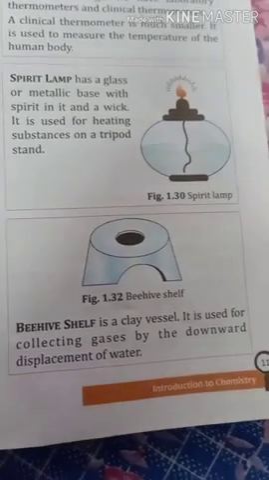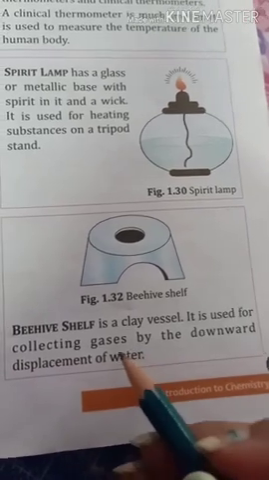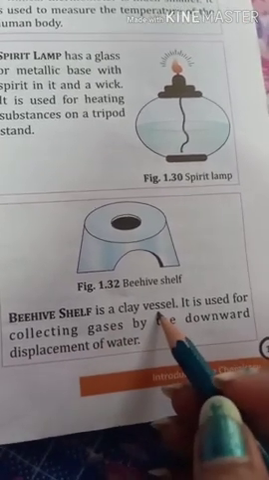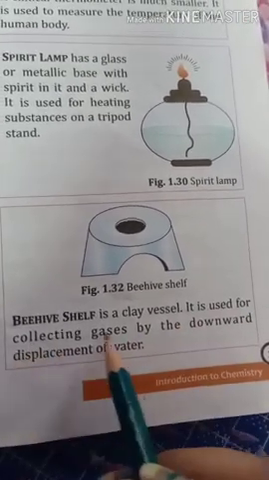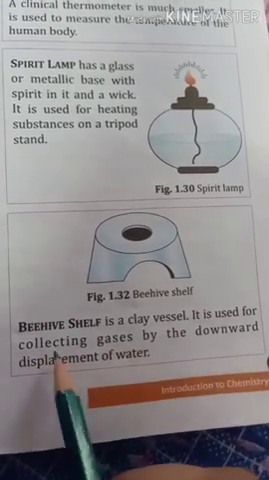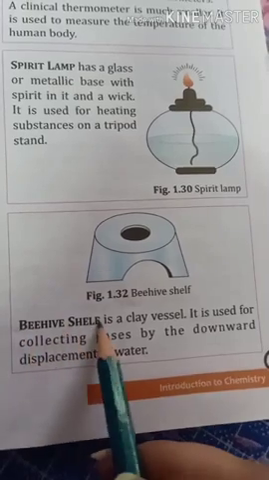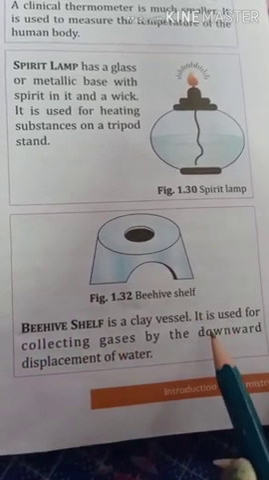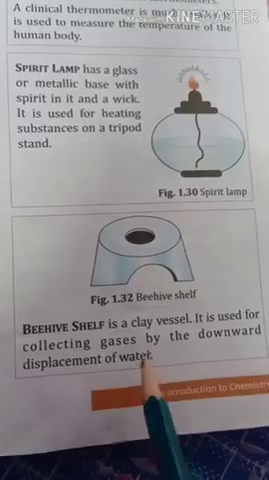Next apparatus is the beehive shelf. This beehive shelf is made of clay, so it is known as a clay vessel, and is used for collecting gases by downward displacement of water. For collection of gases we use the beehive shelf, and the principle is downward displacement of water.